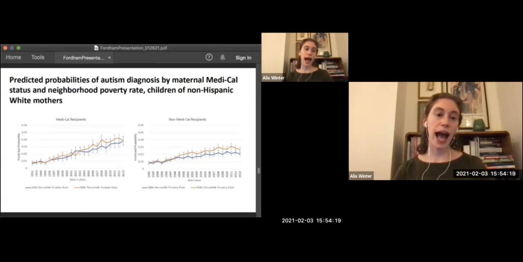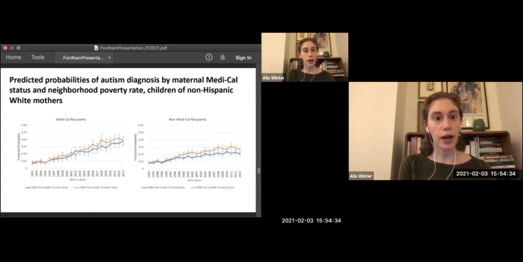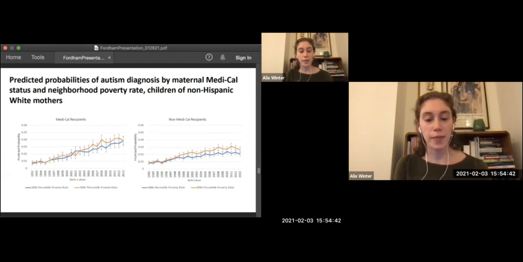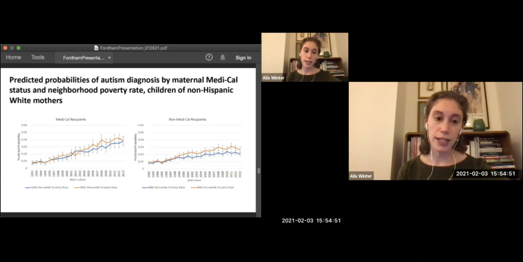So here we're looking at results from the same logistic regression models that I just described, but instead of looking at odds ratios, we're looking at predicted probabilities of autism diagnosis for children of white mothers. The left figure is for people with Medi-Cal, and the right figure is for people who don't receive Medi-Cal. The blue lines show predicted probabilities for children who live in neighborhoods at the 10th percentile of the poverty rate, or low poverty neighborhoods. And the orange lines show predicted probabilities for children who live in neighborhoods at the 90th percentile of the poverty rate, or high poverty neighborhoods.